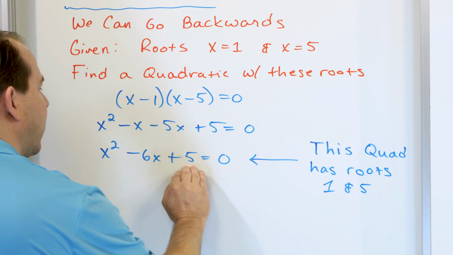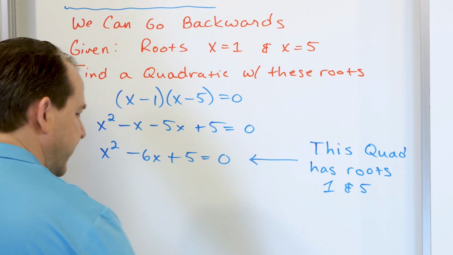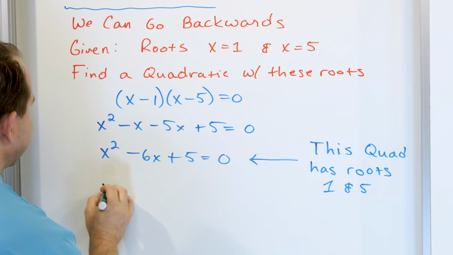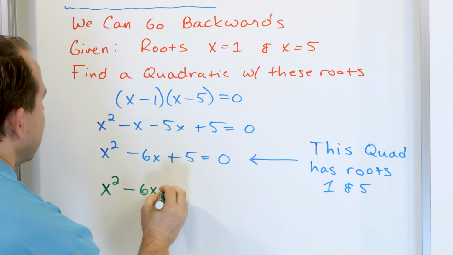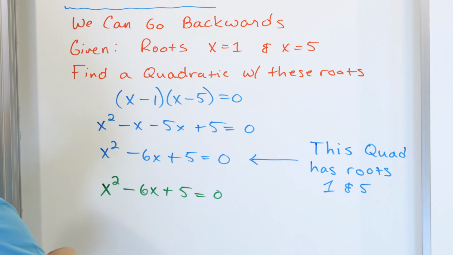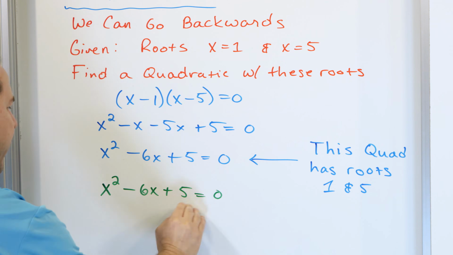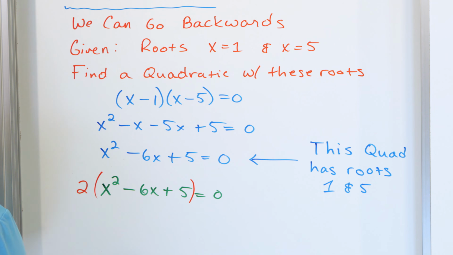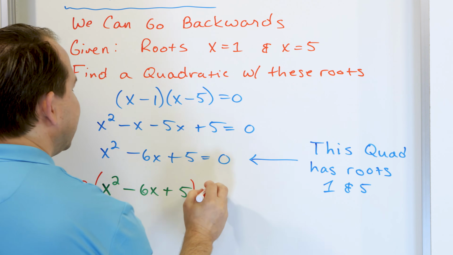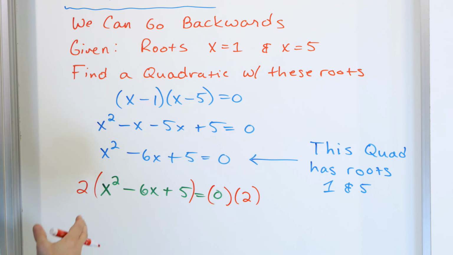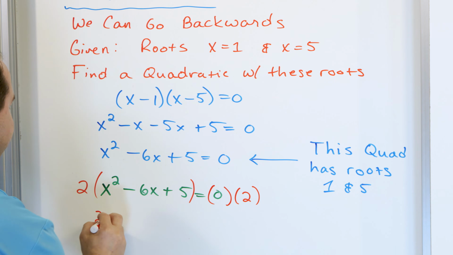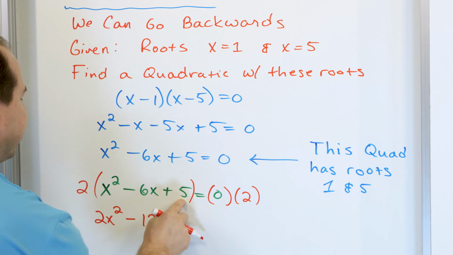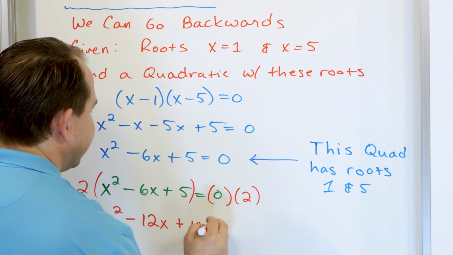So we know that this is a quadratic that has roots 1 and 5. But think about it, this thing is equal to 0. So what I could do is take this and say, okay, x squared minus 6x plus 5 equals 0, right? And remember, this is an equation, equals 0. I can multiply anything I want to this equation. Let's multiply it by 2. But if I multiply it by 2 on the left, then I have to multiply it by 2 on the right. And when I do that, what am I going to get? I'm going to get 2x squared minus 2 times 6 is 12x, plus 2 times 5 is 10. And on the right-hand side, it's still equal to 0.